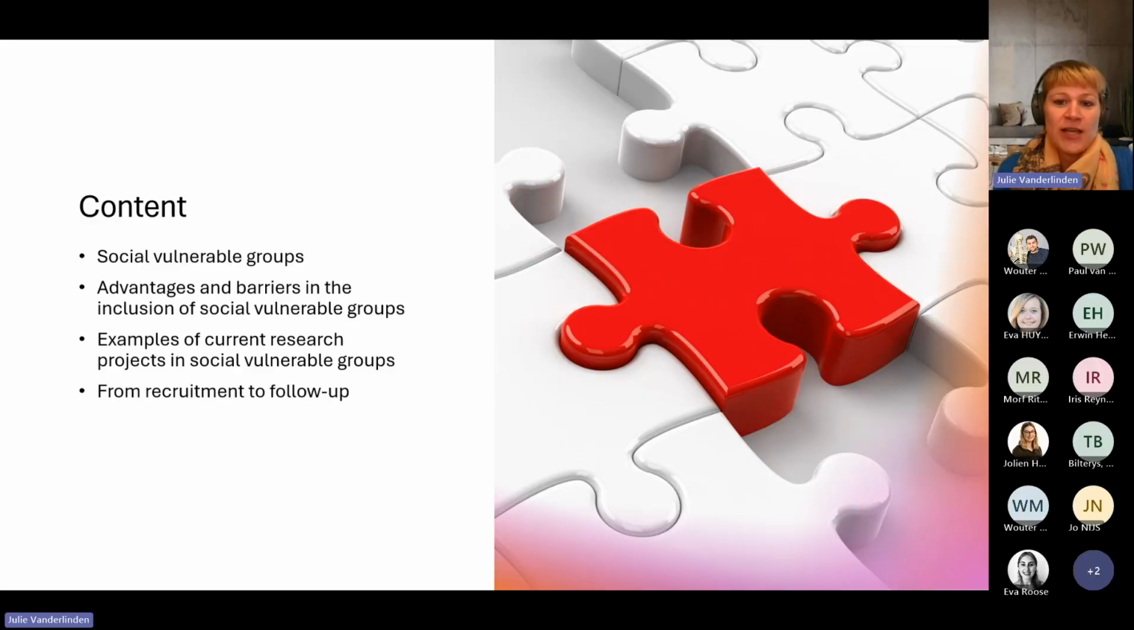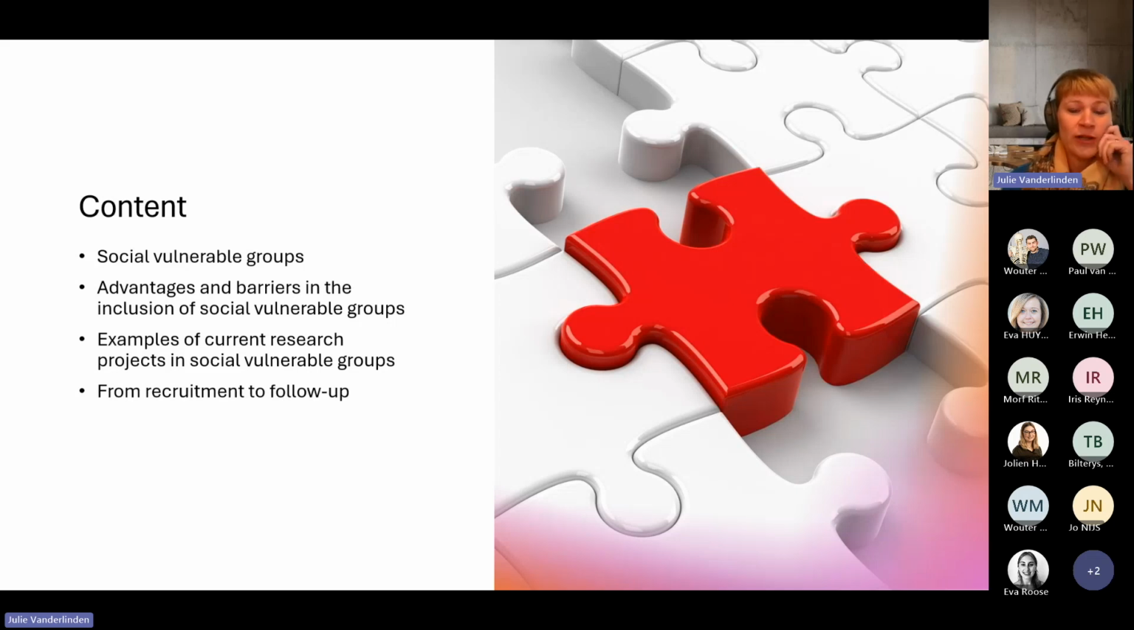What we will be discussing today is what are socially vulnerable groups, or what is social vulnerability according to definitions or frameworks, but more specifically what are the advantages or barriers when we try to include those people or those target groups in research, and specifically in health research. So in research that might also impact their own health and public health in general.